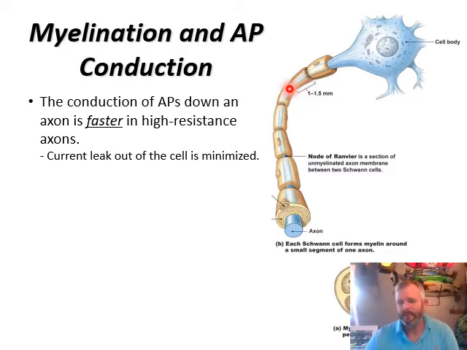Okay, and this skipping, this is what we call saltatory conduction. Saltatory conduction is a conduction that takes place down the myelinated axon. That's the skipping to the nodes. All right, saltatory conduction. If there is no myelin, then it's called continuous conduction because we have to continually open up channels along the way. Okay.